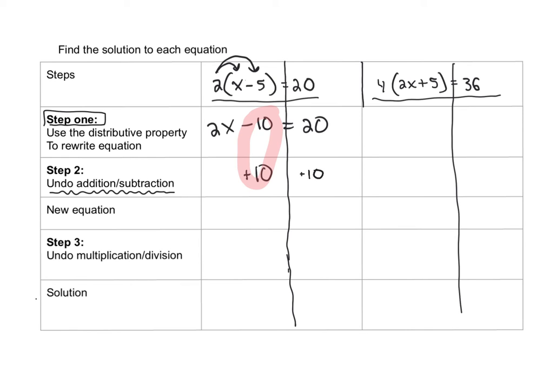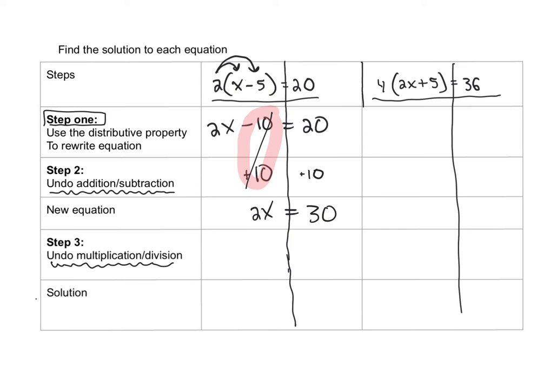Then I'm saying rewrite your equation. We just made a 0 there, so all that's left over here is 2x equals 20 plus 10, so that equals 30. Now I'm saying undo your multiplication or division.